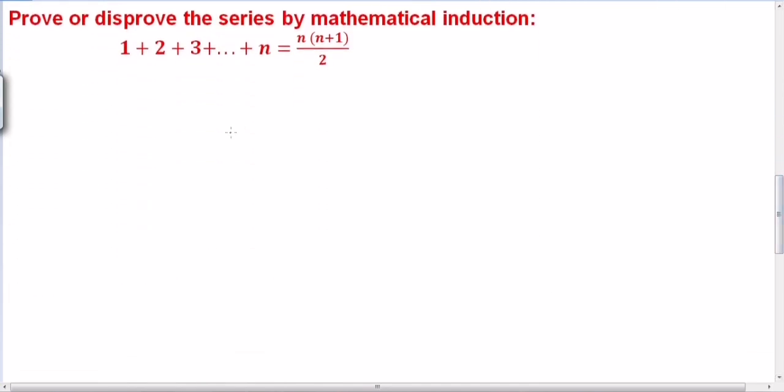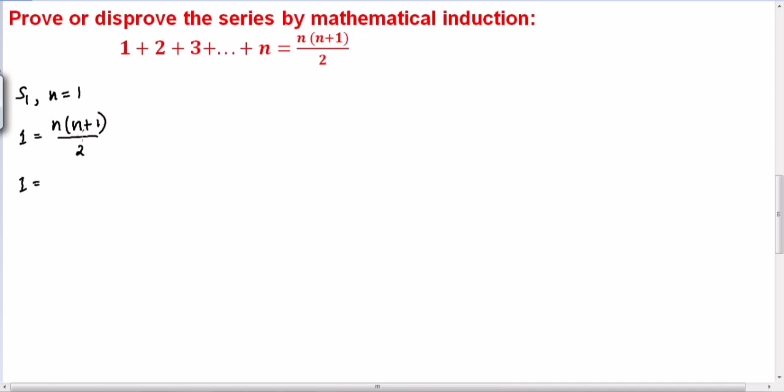Ayan. So, prove or disprove the series by mathematical induction. So, ang series na binigay, 1 plus 2 plus 3 plus hanggang nth term, which is n, is equal to n multiplied by the quantity of n plus 1 all over 2. Okay? So, again, gamitin muna natin si S of 1. So, ang magiging n natin ay 1. So, ang S of 1 is 1. Ayan. Is equal to, so, n times n plus 1 over 2.